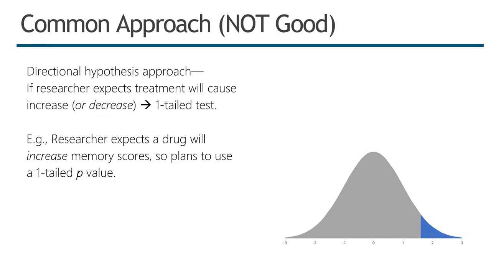A very common approach to making the choice between one- and two-tailed p-values is the directional hypothesis approach. If a researcher expects the treatment will cause an increase in a certain dependent variable, then they would say a one-tailed test is justified. For example, if a researcher expects a drug will increase memory scores, they might plan to use a one-tailed test. In this type of situation, the null hypothesis that they're actually planning to test is that the drug will not increase scores.